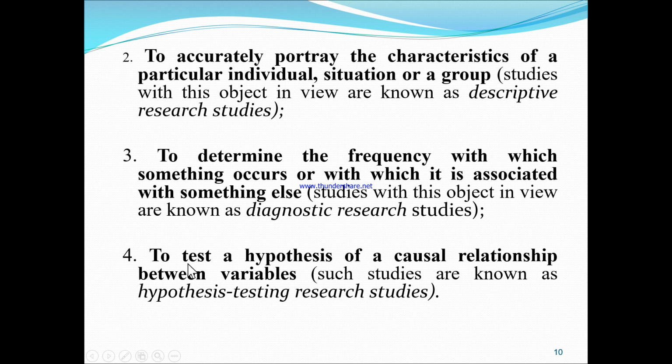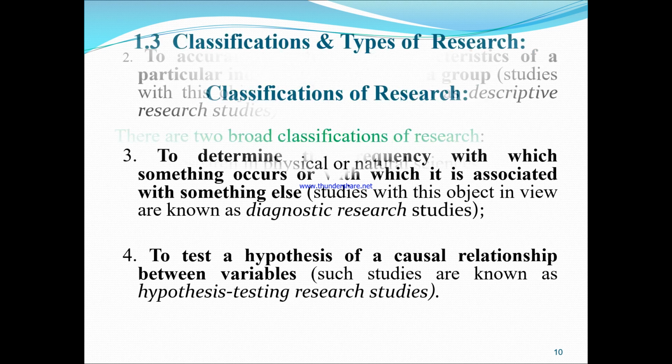The fourth specific purpose or objective is to test the hypothesis of a causal relationship between variables, in order to check the existence of a fundamental relationship between variables, any affecting variable. So this is the fourth specific purpose of research.